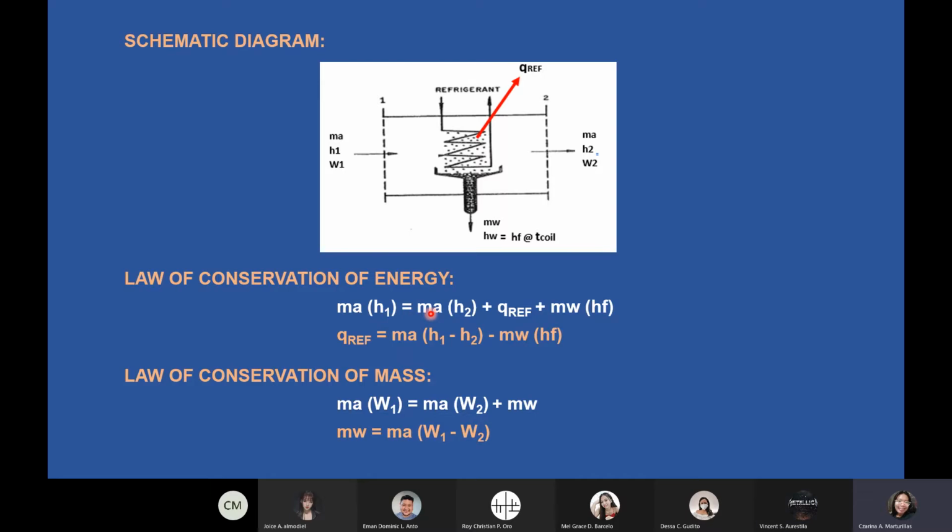So we have to solve for the mass flow rate of dry air and the mass flow rate of the condensate. To solve for the mass flow rate of the condensate, we again obey the law of conservation of mass. Presented here are mass in and mass out, and we derive that the mass flow rate of the condensate equals m_a times (W1 minus W2). I hope you were able to follow. And then we solve for the mass flow rate of dry air and the mass flow rate of the condensate.